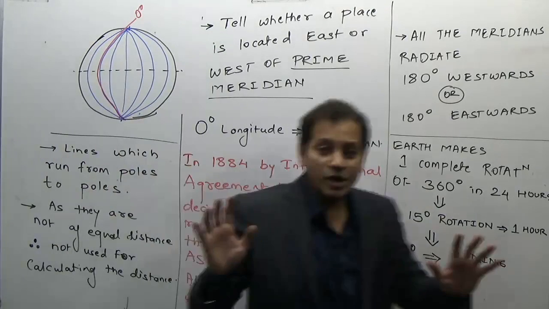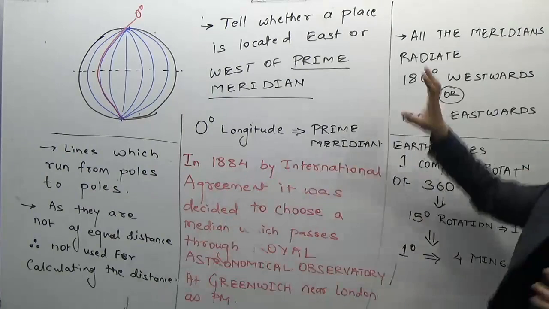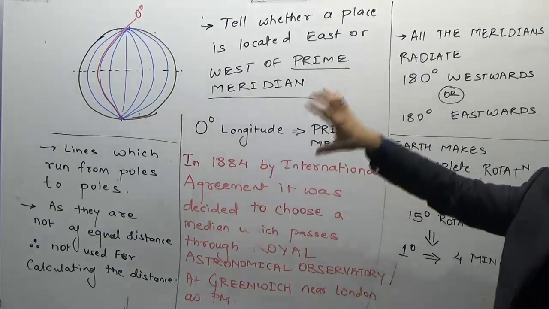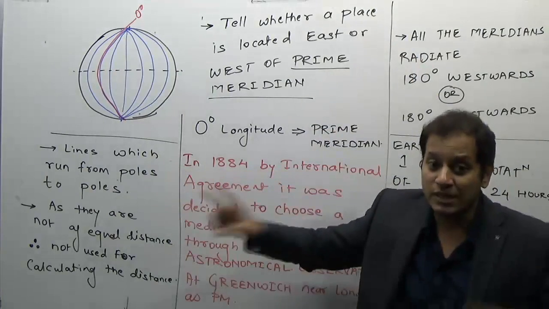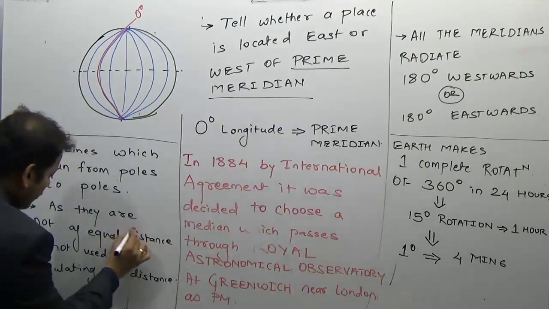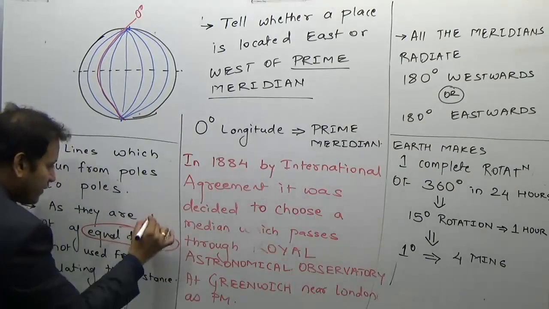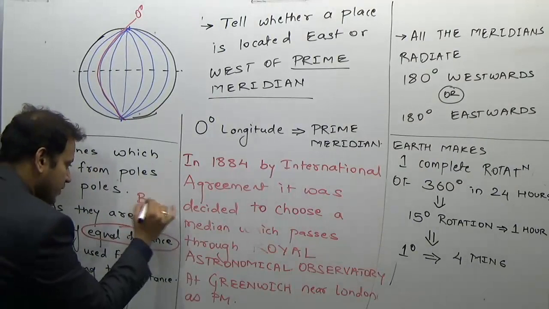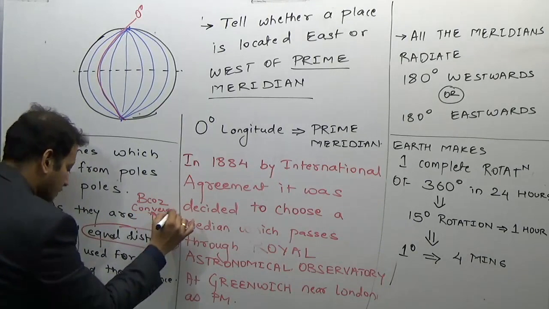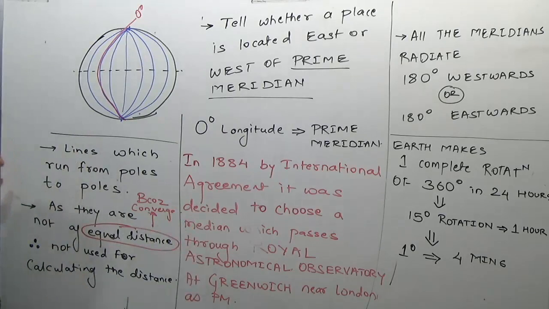So what is a longitude? Longitude tells whether the place is located on the east or west of a prime meridian. These are the lines which run from pole to pole. They are not equidistant, that is, they are not of equal distance. Why are they not of equal distance? Because they converge. They are not used for calculating the distance.